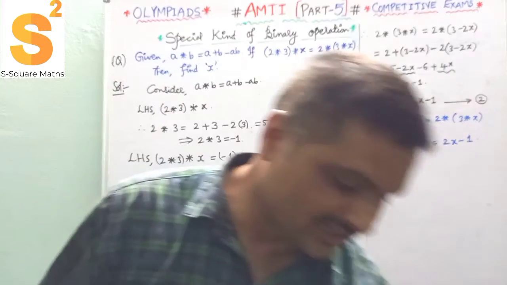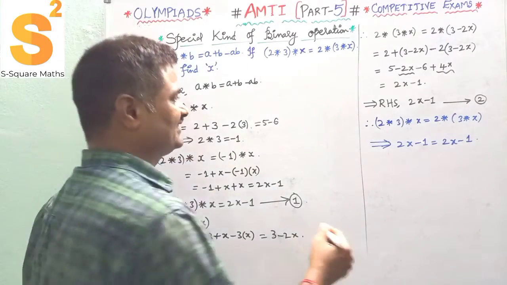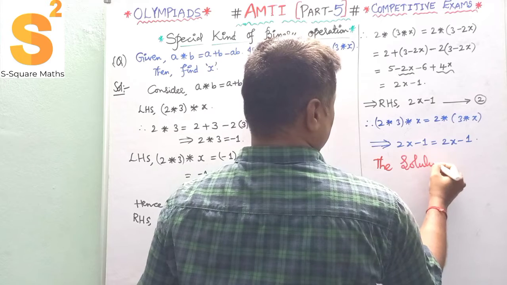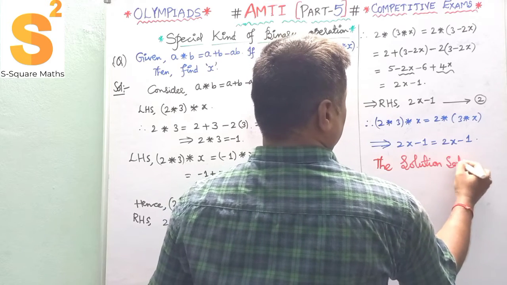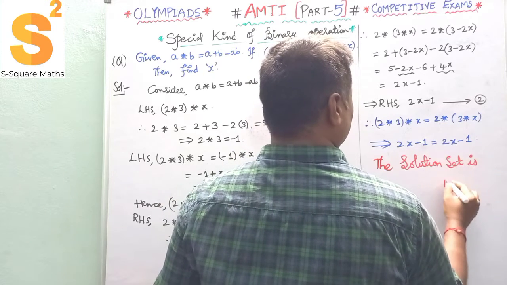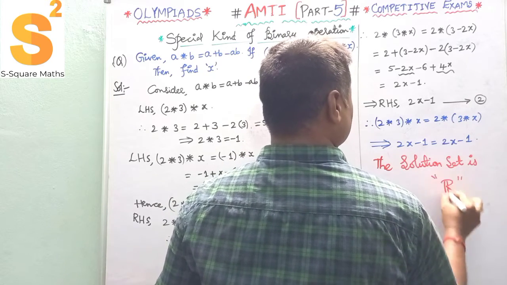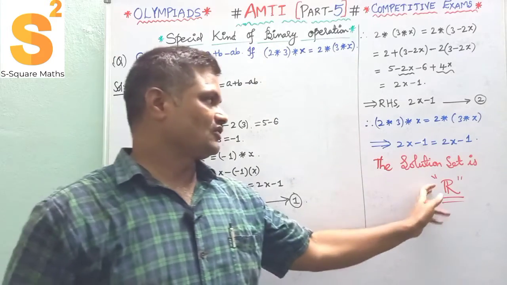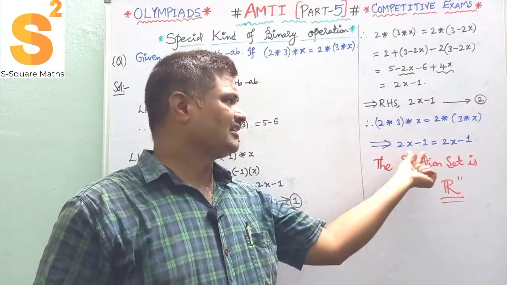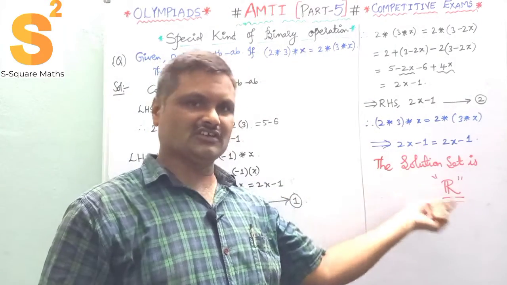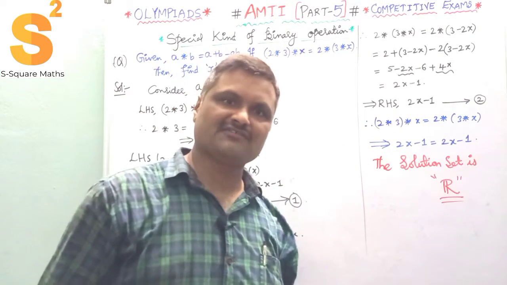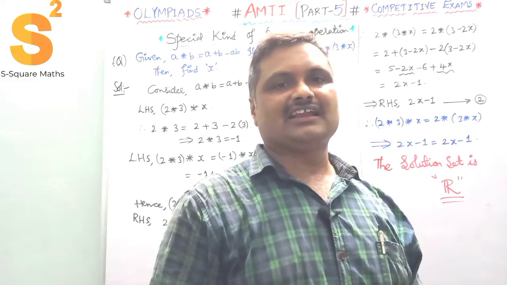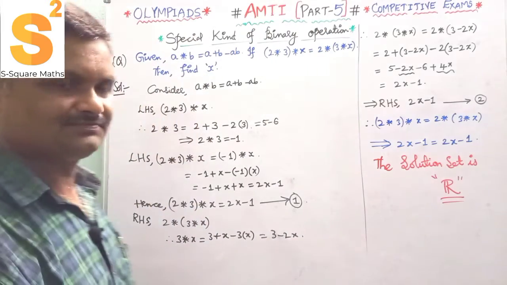Nothing but the solution set is capital R, nothing but real numbers. So the solution set is real numbers, which means whatever x you consider, you are going to get the same value for LHS and RHS. There is no particular value; each and every value of x will satisfy this.